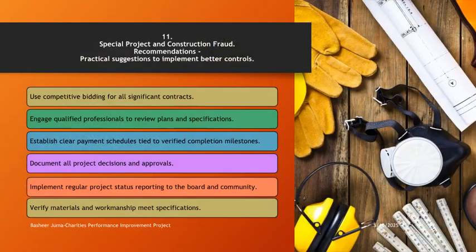Recommendations. Use competitive bidding for all significant contracts. Engage qualified professionals to review plans and specifications. Establish clear payment schedules tied to verified completion milestones. Document all project decisions and approvals. Implement regular project status reporting to the board and community. Verify materials and workmanship meet specifications.